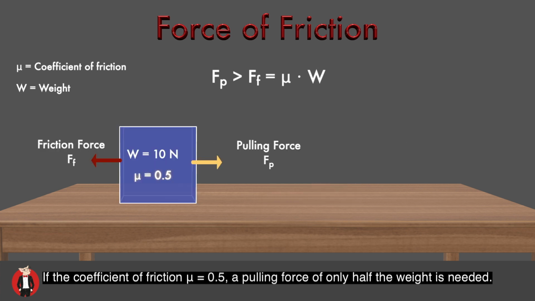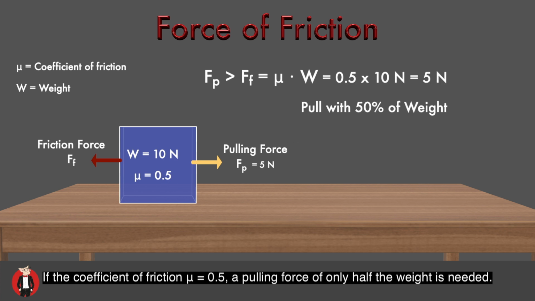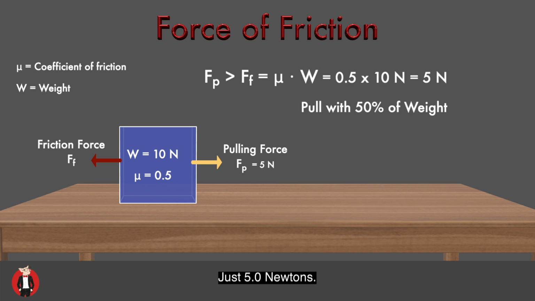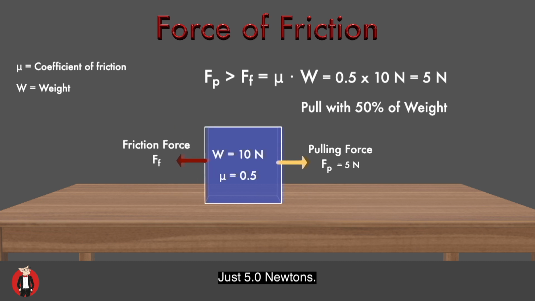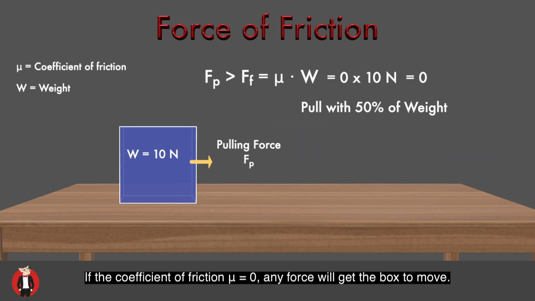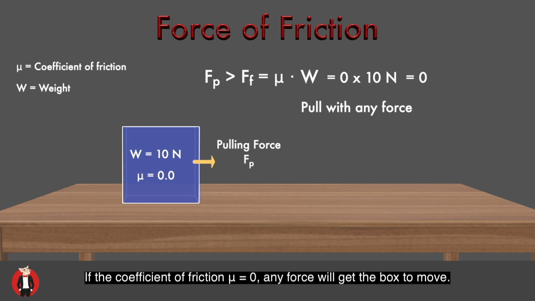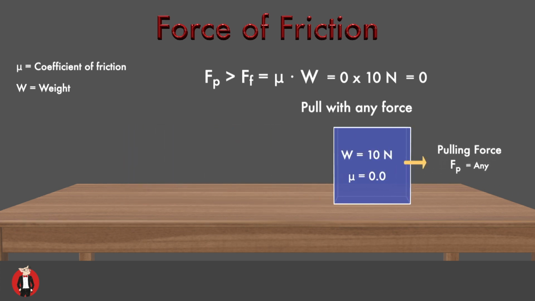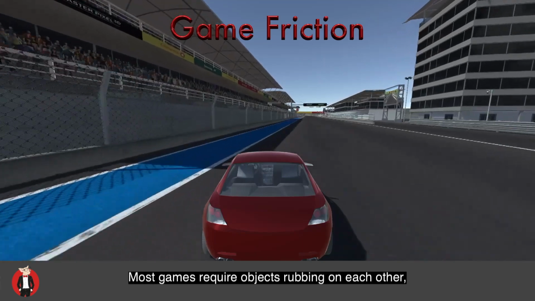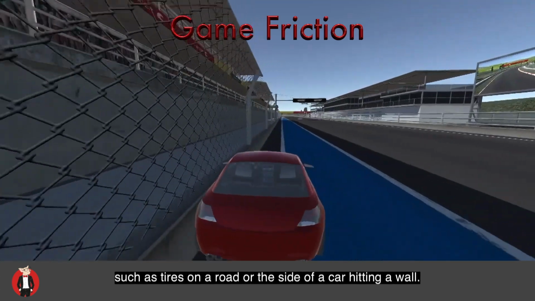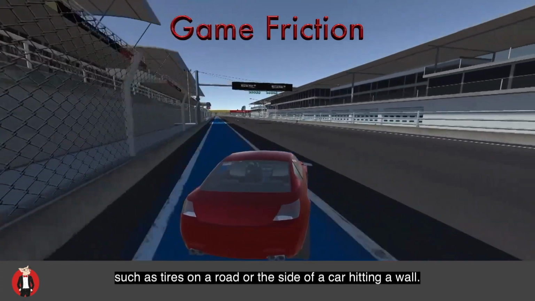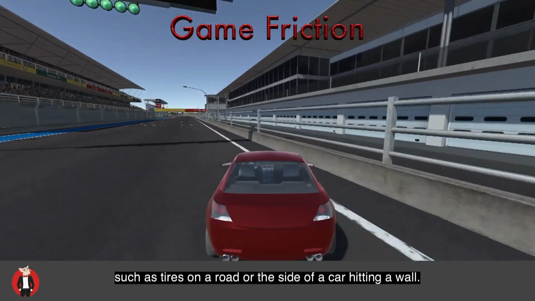If the coefficient of friction, mu, is 0.5, a pulling force of only half the weight is needed, just 5 newtons. If the coefficient of friction, mu, is 0, any pulling force will make the box move. Most games require objects rubbing against each other, such as tires on a road or the side of a car hitting a wall.